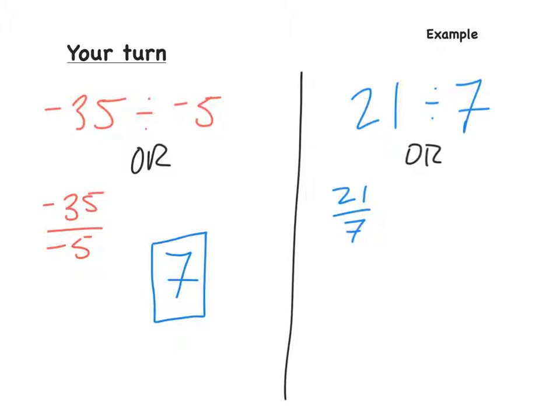Now let's look at the next one. This is what we're used to seeing. A positive 21 divided by a positive 7. With this, we're trying to think, how many times does 7 go into 21? And since it's a positive divided by a positive, the answer is going to be a positive. So your answer is 3. 7 goes into 21 3 times.